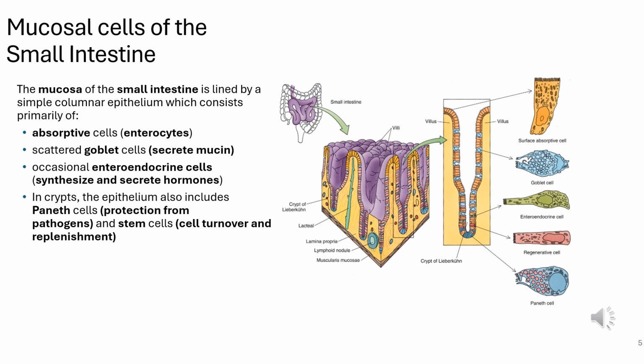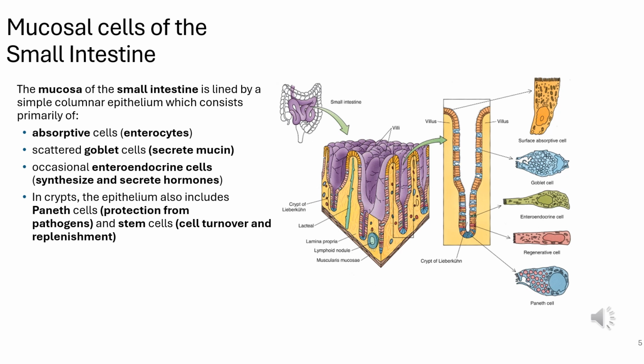We also have goblet cells, which secrete mucus to coat the intestinal wall, as well as provide a little bit of a protection function. Occasionally, you're going to find enteroendocrine cells, which secrete various hormones to help make the gallbladder contract to push bile out of the bile duct and release pancreatic enzymes. That's going to have a lipid digestion role.